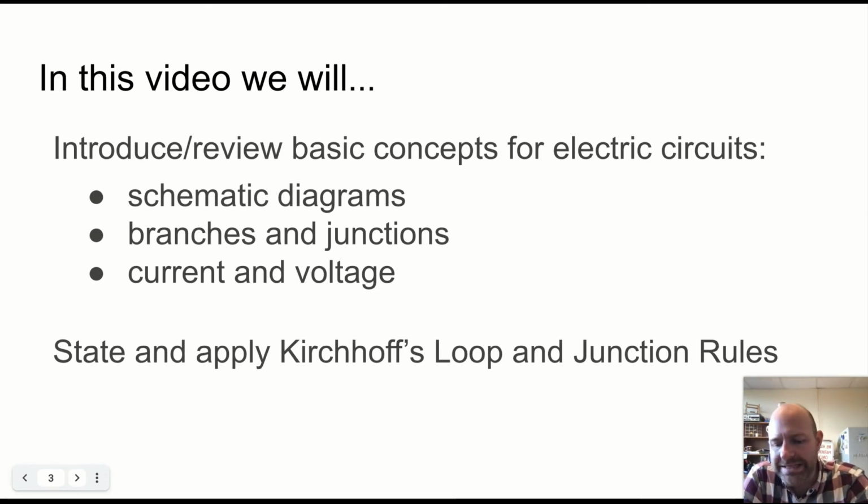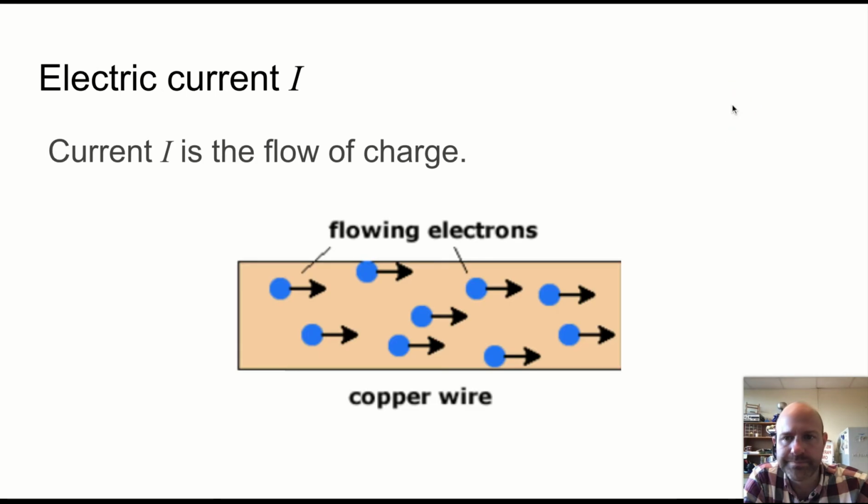We're going to look at how we diagram these things because we need a way of drawing out our circuits that's not a photorealistic picture of a light bulb. Define a few terms like branches and junctions and current and voltage. And then we're going to look at Kirchhoff's loop and junction rules, which are the fundamental rules of circuit analysis that allow us to think about the voltage and the current that have to do with energy and charge.